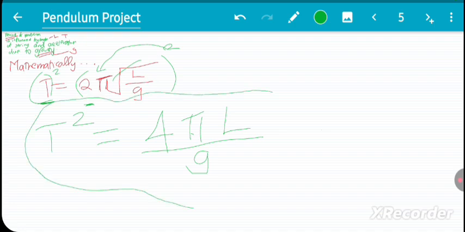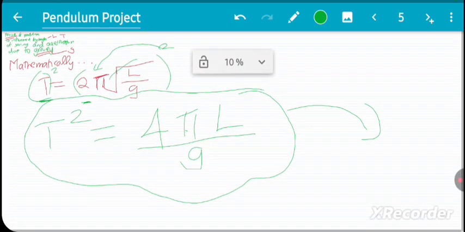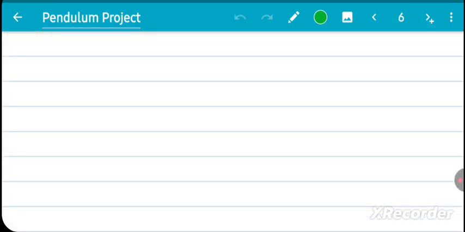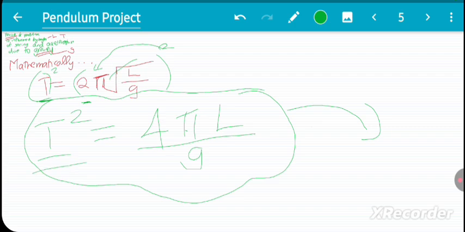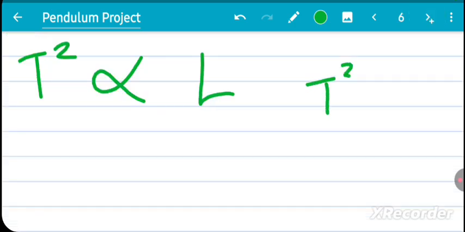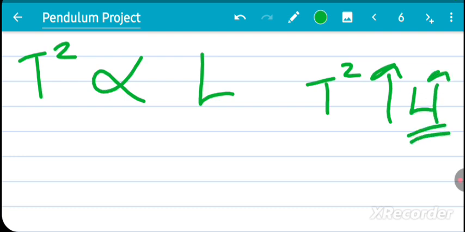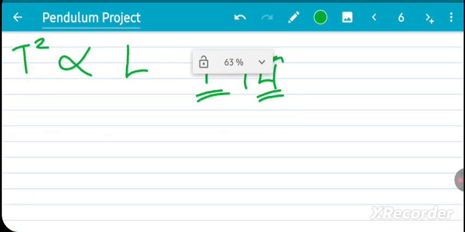This is the formula that we are going to use in interpreting this slightly complicated formula. We're going to say this shows that T squared is directly proportional to L. T squared is here at the top, L is here at the top. T squared is directly proportional to L. This simply means when you increase L, T squared is also supposed to increase, or the other way around.